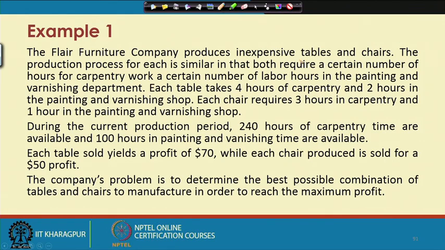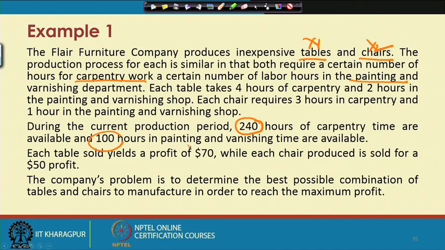So this is tables and this is chairs, put this as x 1 and this as x 2, then you have constraints. So, this will actually pass through two departments, carpentry and painting, and you have a current production period of 2 hours. This is a kind of labor requirement constraint, and this is our labor requirement constraint for the painting department.